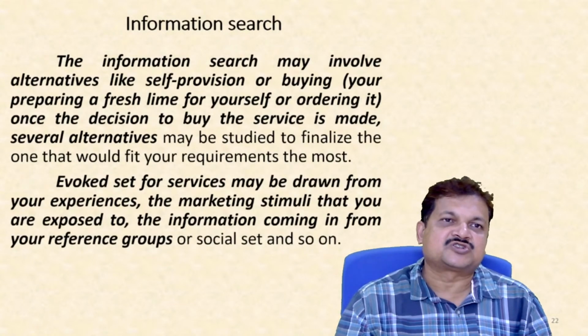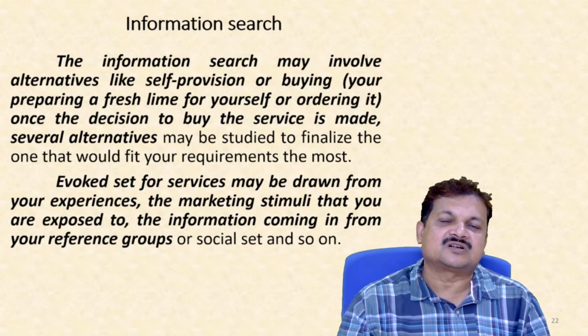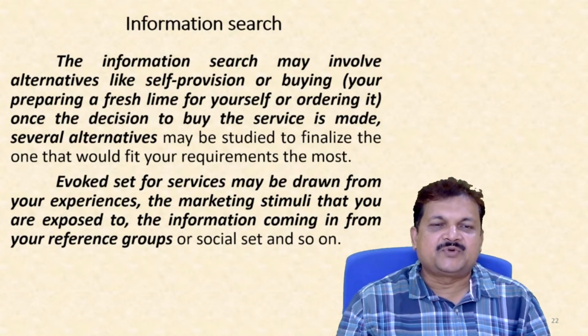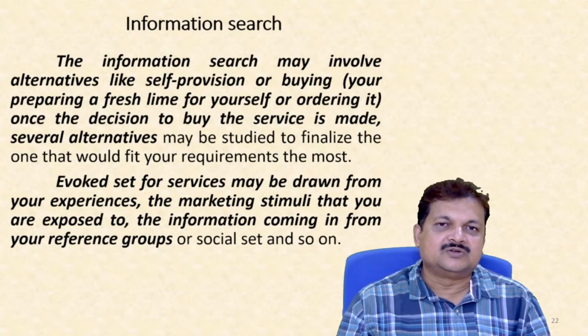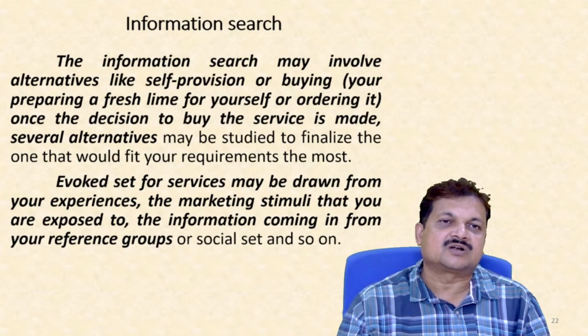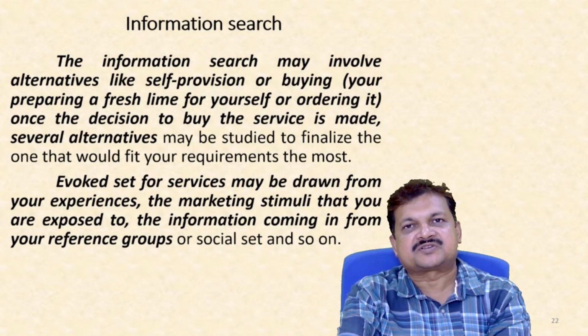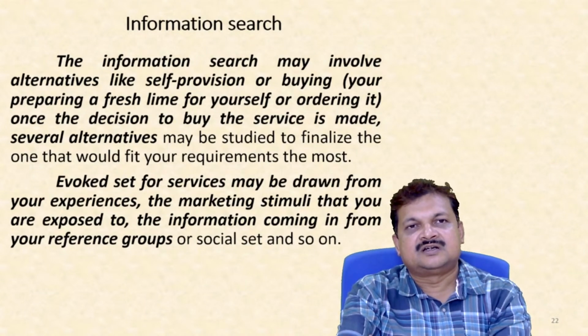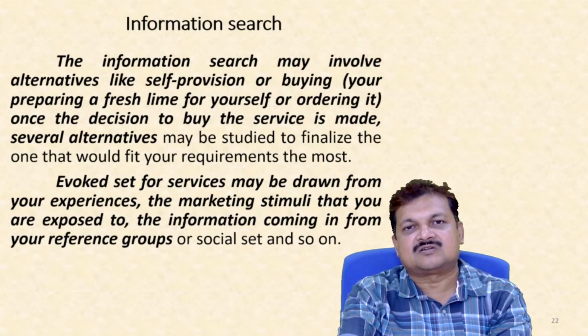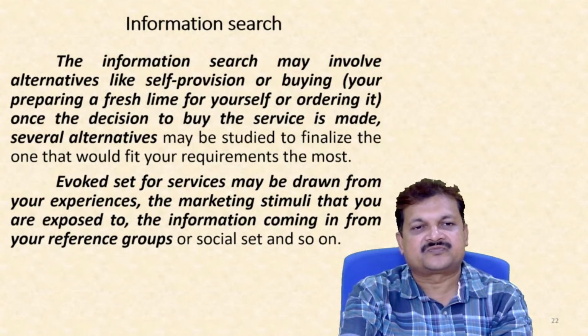Now, information search. The information search may involve alternatives like self-provision, or preparing a fresh meal, or ordering it. Once the decision to buy the service is made, there are several alternatives. So here, if you are feeling hungry, you need to find out what kind of food you require. Whether you are hungry in the morning, evening, or night, it differs and leads you to select different kinds of hotels. The product and the quantity consumed also depend on the different situations.